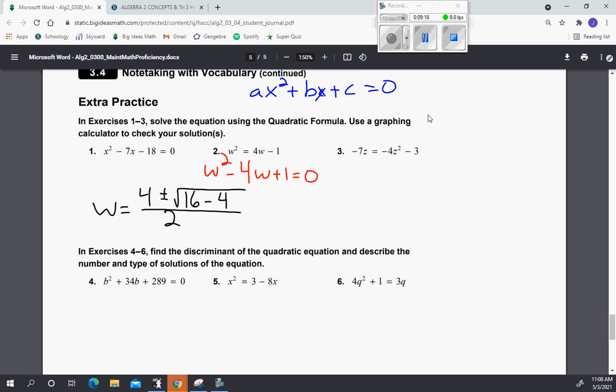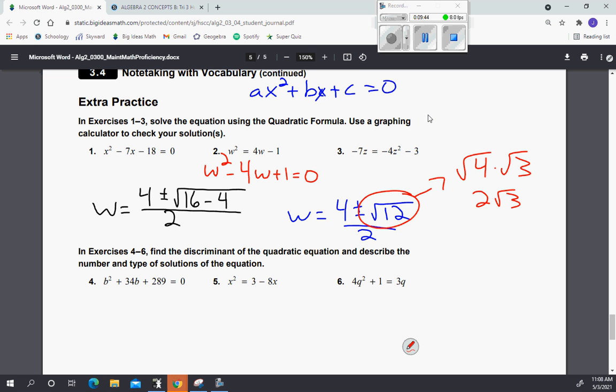Okay. Next step, simplifying the square root. So w equals 4 plus or minus the square root of 12, all over 2. And can we simplify the square root of 12? Yeah, what perfect square goes in there? The square root of 4 times the square root of 3, which is equal to 2 square root of 3. So w equals 4 plus or minus 2 square root of 3 over 2.